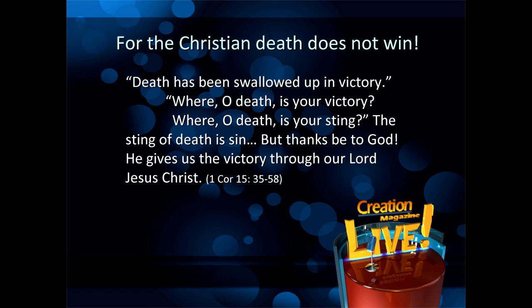But we can look at verses like 1 Corinthians 15. For the Christian, death does not win. Death has been swallowed up in victory. Where is your sting? Paul writes. For the Christian, there is an escape from death. We'll all die. That's what genetics is telling us. But for the Christian, we encourage everyone to consider Christianity and escape the bleakness of death.